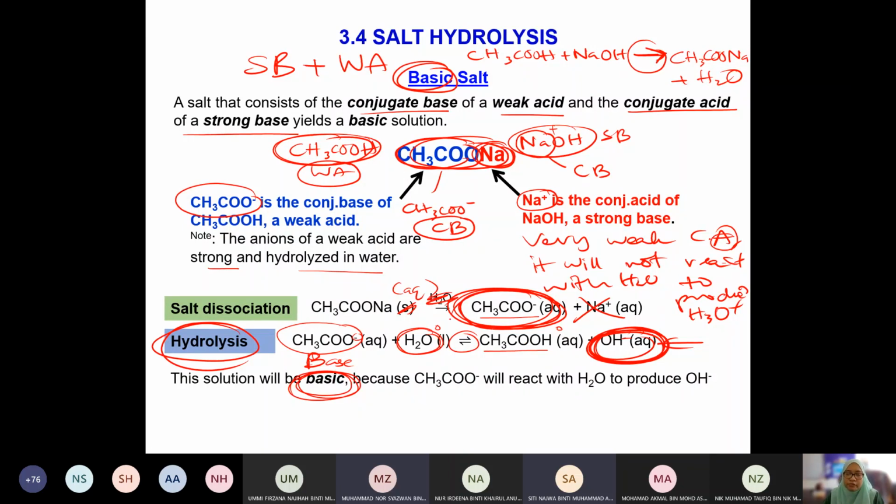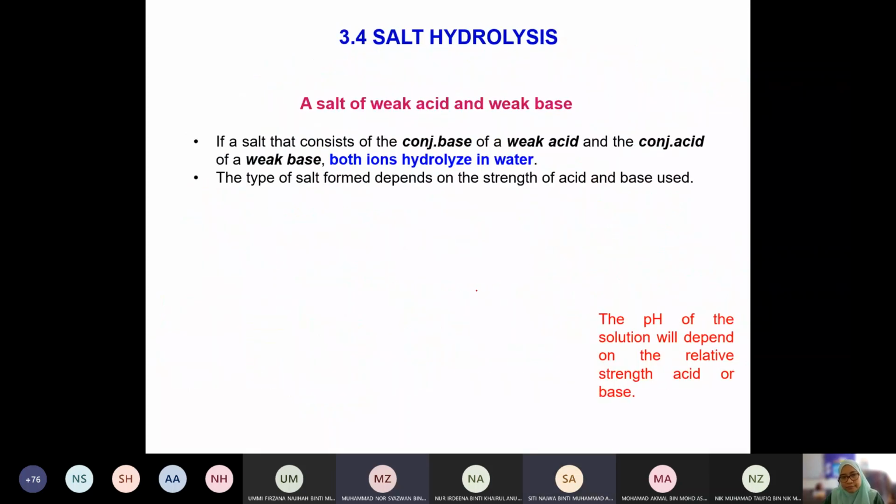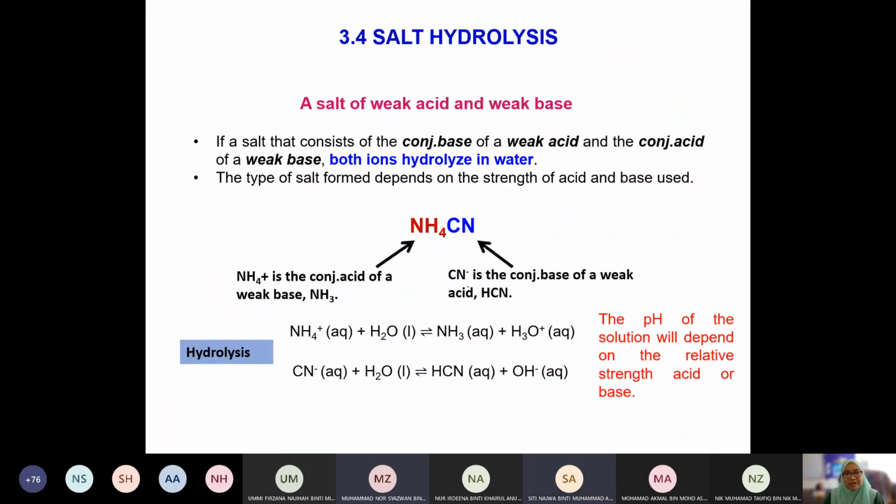Okay, this is how you should be proving the characteristic of the salt. Next, this will be a salt of a weak acid and weak base. Like I said just now, it depends on the Ka and the Kb of the weak acid and the weak base used.